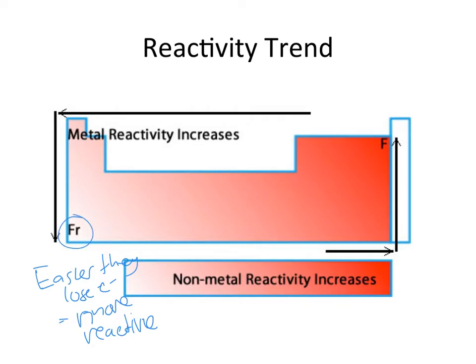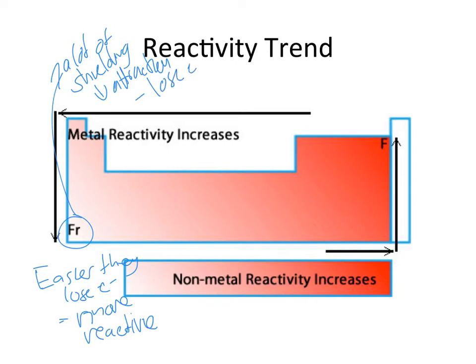So remember, just from the slide before, these elements at the bottom are huge. They have a lot of shielding. This reduces the attraction between the nucleus and the electron, and it loses an electron easily. That is an increase in metal reactivity. Metals here will still lose their electrons, but not as easily as metals at the bottom.